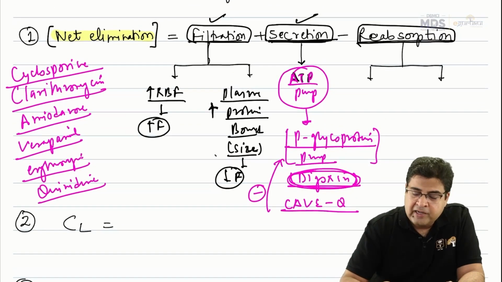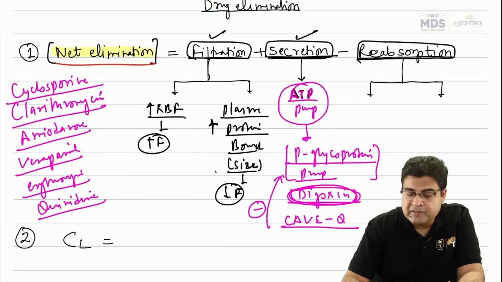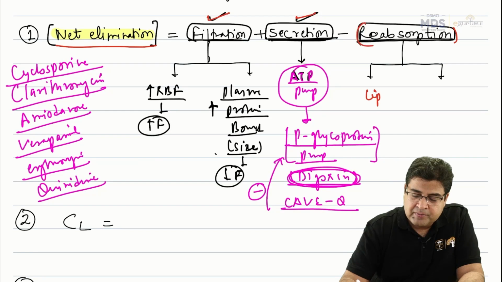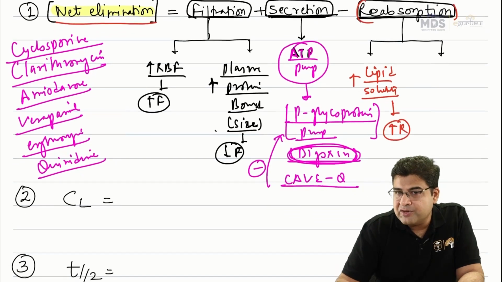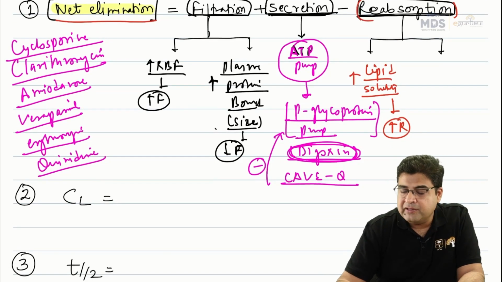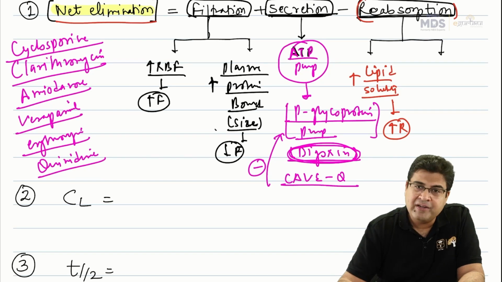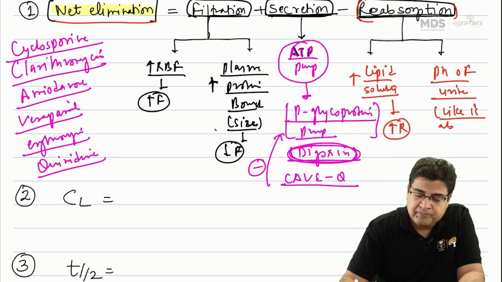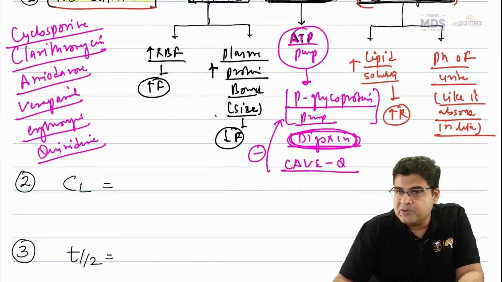Now, net elimination of the drug from the body depends upon how much drug is filtered, how much drug is secreted, minus how much drug is reabsorbed by the tubule. How much drug is reabsorbed depends upon the lipid solubility of the drug. The medicine which is more lipid soluble can easily cross the membrane and get reabsorbed, and therefore the net elimination is going to be less. It also depends upon the pH of urine, and we know the concept that like is absorbed in like media.